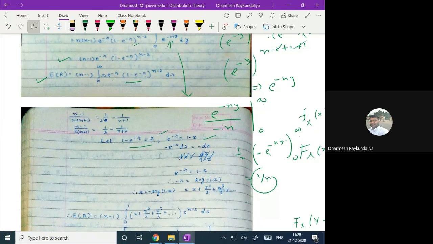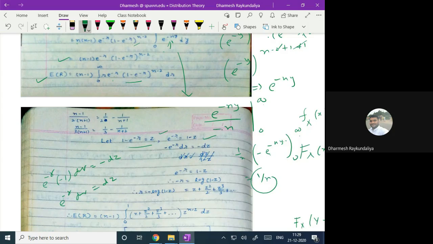And if you take the derivative, it is minus e raised to minus r dr equal to minus dz, because when you take the derivative, e raised to minus r stays as it is, and the derivative of minus r is minus 1. On the right hand side the derivative of 1 is 0, and the derivative of minus z is minus dz. Okay, so this is e raised to minus r dr equal to dz. And what you substitute: e raised to minus r dr equal to dz, and for the other factor you substitute 1 minus z, so it is nothing but z raised to n minus 2.